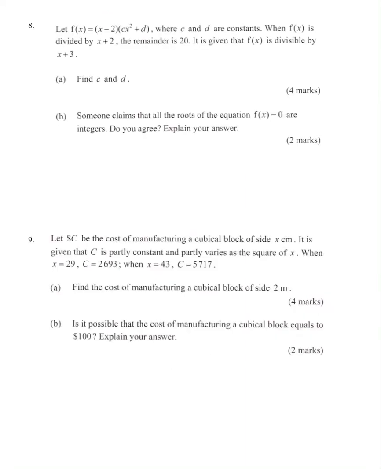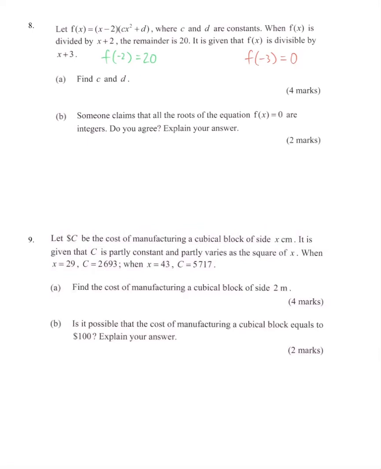For number 8, we are given an f(x) equation, and they told us that when it's divided by x plus 2, the remainder will be 20. So at this point we can write down f(-2), the remainder is 20. It's also given that f(x) is divisible by x plus 3, and we can write that down. Divisible means there's no remainder, so the remainder will be written as 0, because f of something always gives you the remainder. So if it's divisible, it means 0.